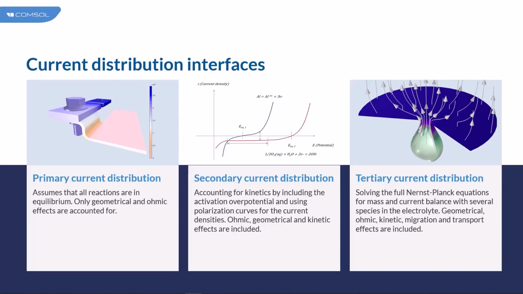In tertiary current distribution, you typically solve the full Nernst-Planck equations for mass and current balance with several species in the electrolyte. Geometrical, ohmic and kinetic and migration and transport effects are included.